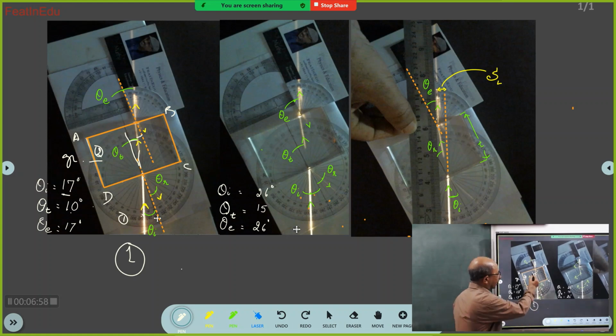See, now this normal is parallel to this normal. Correct? And this line is a straight line. So these two angles are alternate angles. Therefore, this angle will be equal to this angle. And yesterday we have discussed this, if you remember.